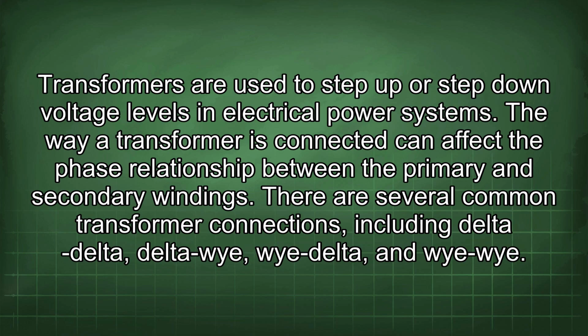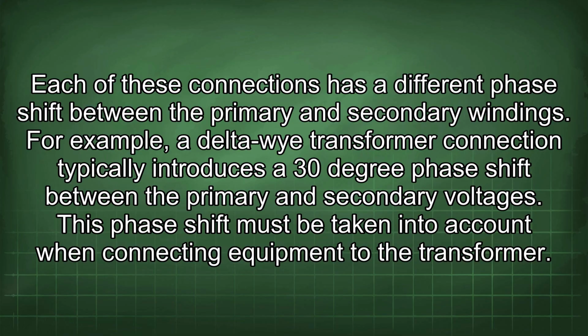Transformers are used to step up or step down voltage levels in electrical power systems. The way a transformer is connected can affect the phase relationship between the primary and secondary windings. There are several common transformer connections, including delta-delta, delta-Y, Y-delta, and Y-Y. Each of these connections has a different phase shift between the primary and secondary windings. For example, a delta-Y transformer connection typically introduces a 30-degree phase shift between the primary and secondary voltages. This phase shift must be taken into account when connecting equipment to the transformer.